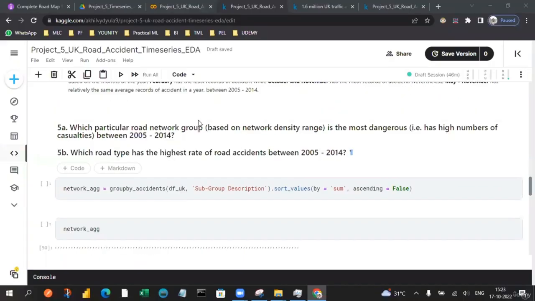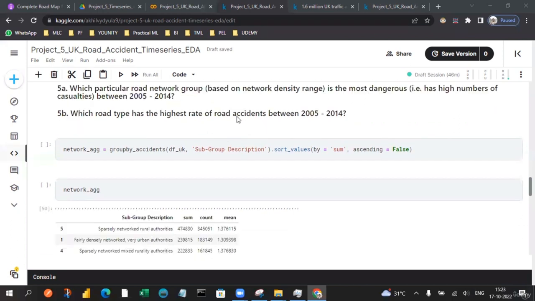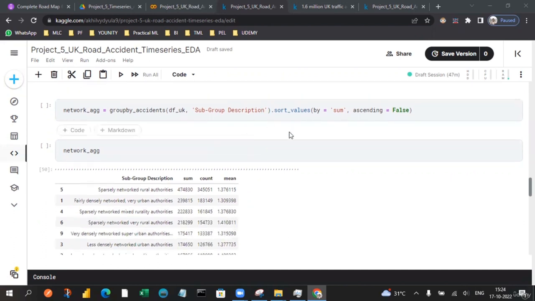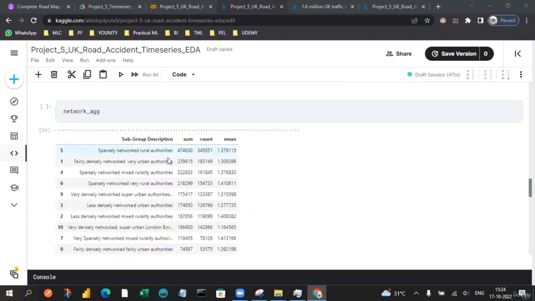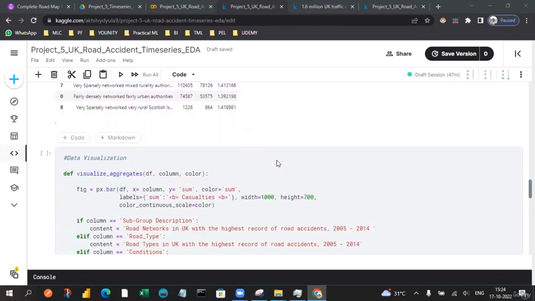Let's also see which particular road or network group is the most dangerous or maybe the safest one. We're going to draw some conclusions with regard to the region and the time, and the number of occurrences. We can also look at the network groups or the particular road, and we have the data set with the subgroup descriptions. Using that, we can arrive at solutions for the different kinds of authorities. These are very sample descriptions of the subgroups, and we can draw conclusions from them.